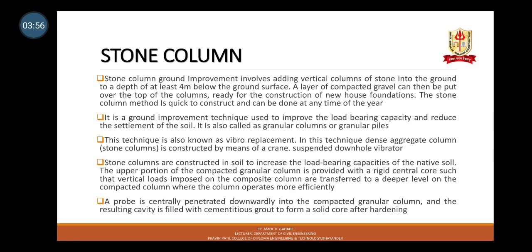A probe is penetrated downwards into the compacted granular column and the resulting cavity is filled with cementitious grout to form a solid core after hardening. The grout may be injected into the cavity so formed in the compacted column at the bottom of the probe, as the probe is being withdrawn, in predetermined quantities metered in synchronization with the rate of withdrawal of the probe from the core cavity. Here are some functions of stone columns.